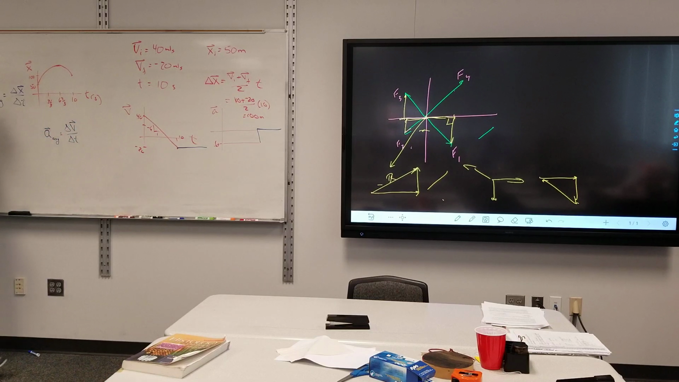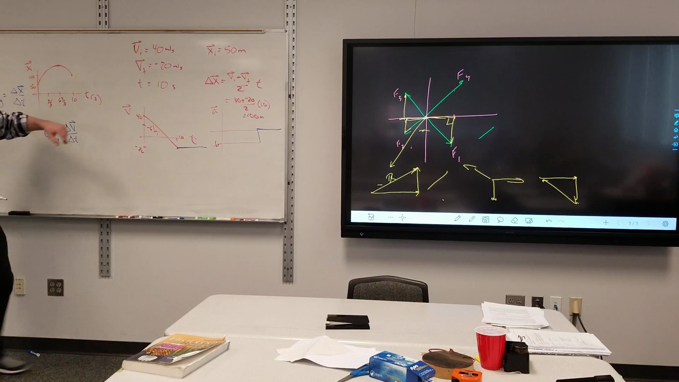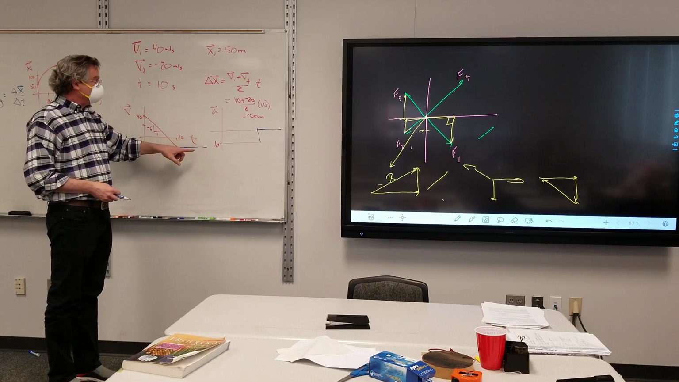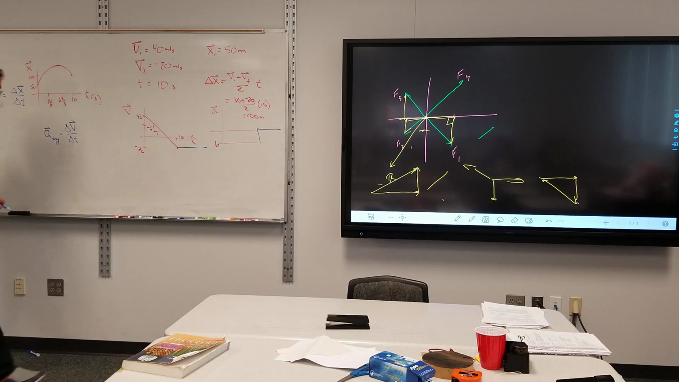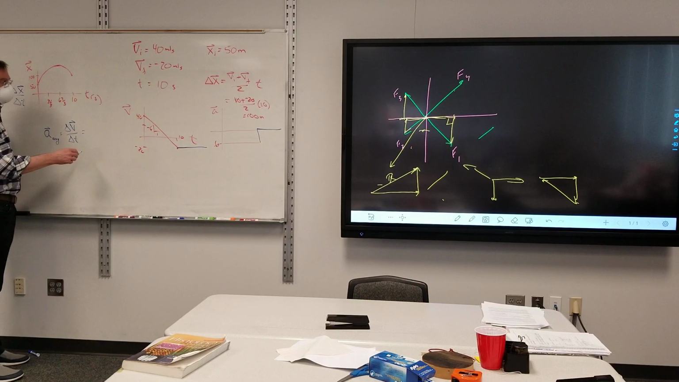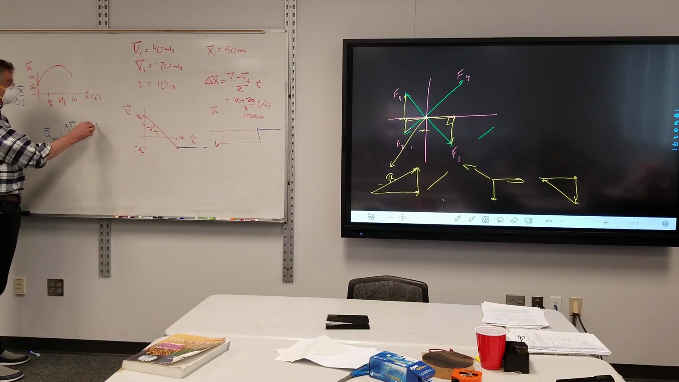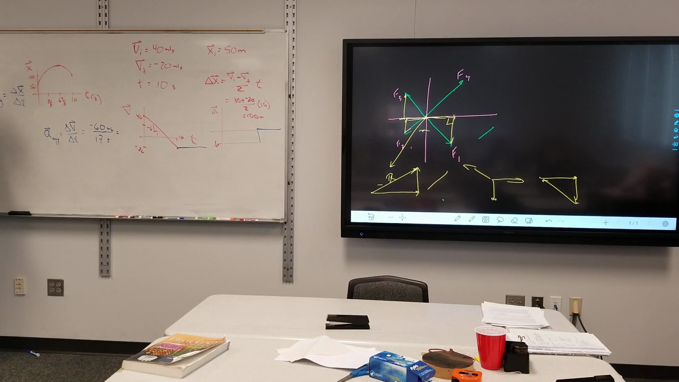Now, in this particular case, the way the problem was worded, there was only 10 seconds of it. But if it cruised at negative 20 meters per second for 7 more seconds, then my average acceleration would be, well, I go from 40 to negative 20. So my change in velocity is negative 60 divided by 17 seconds. That's meters per second over seconds. Or in the problem that I gave you, it would be divided by 10, or negative 6 meters per second squared.